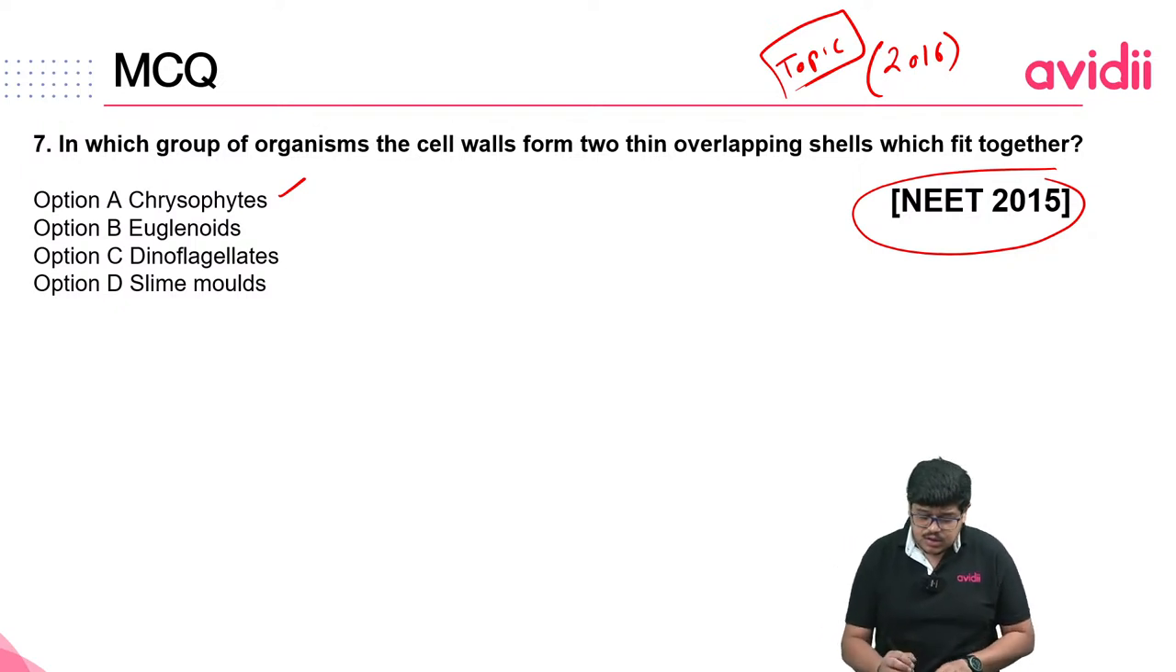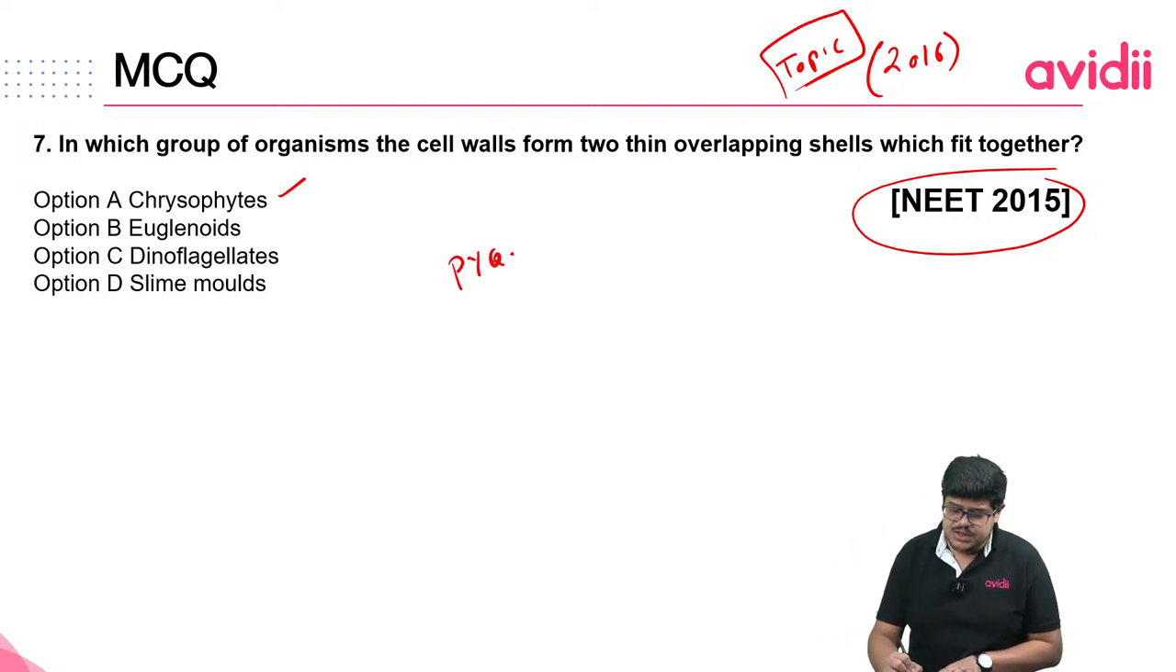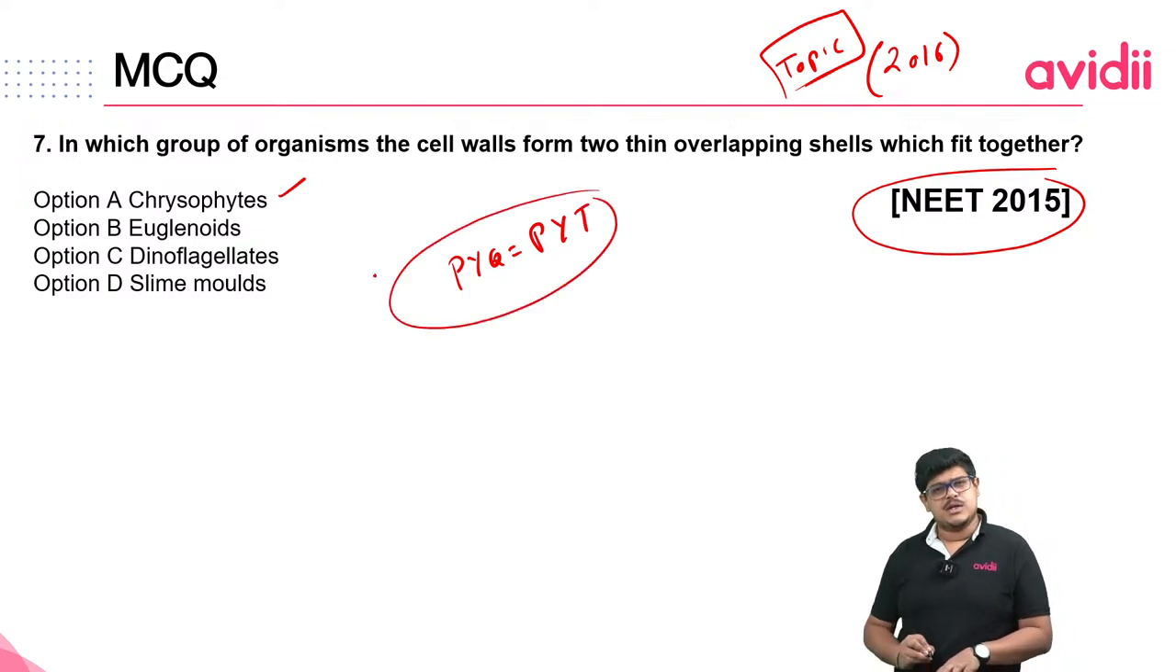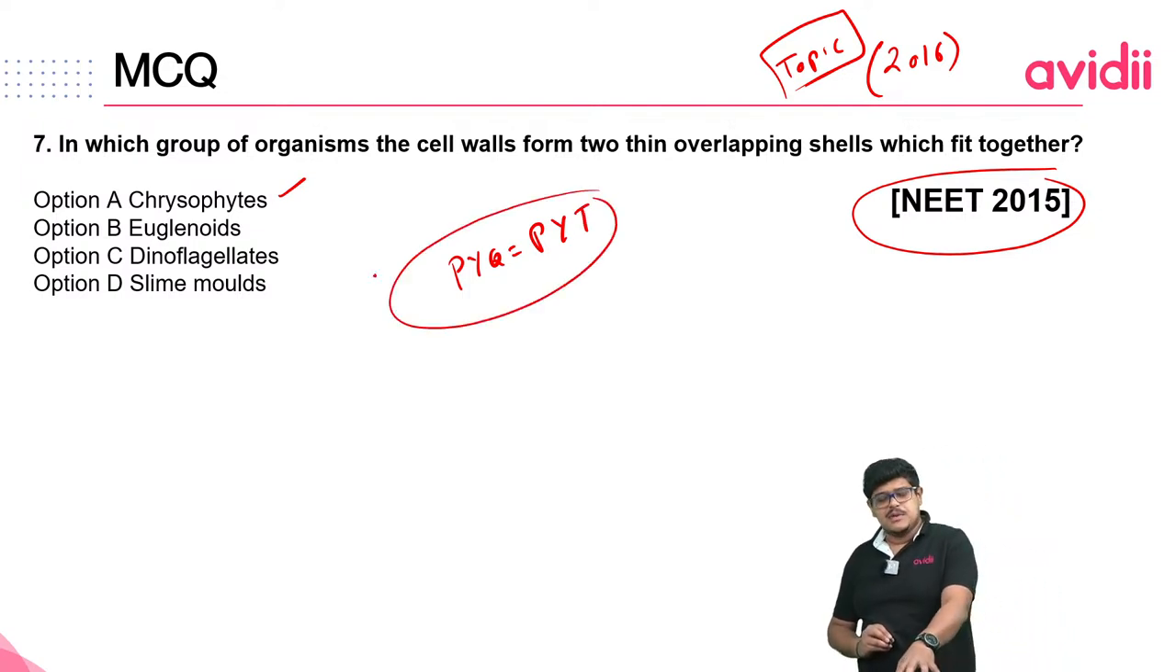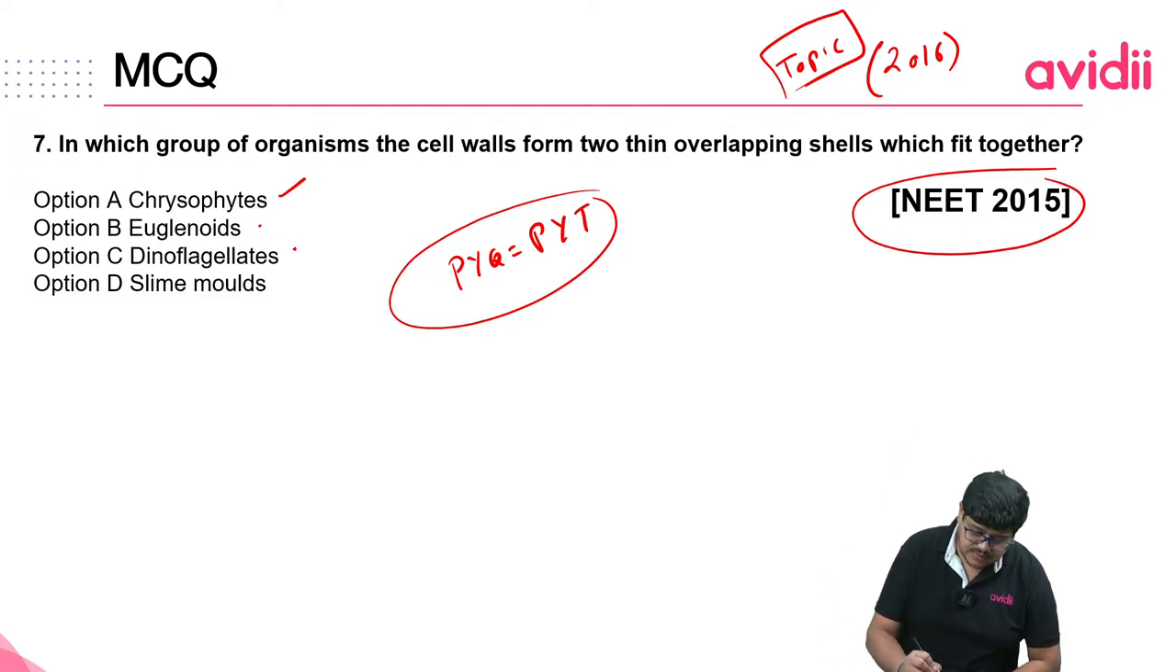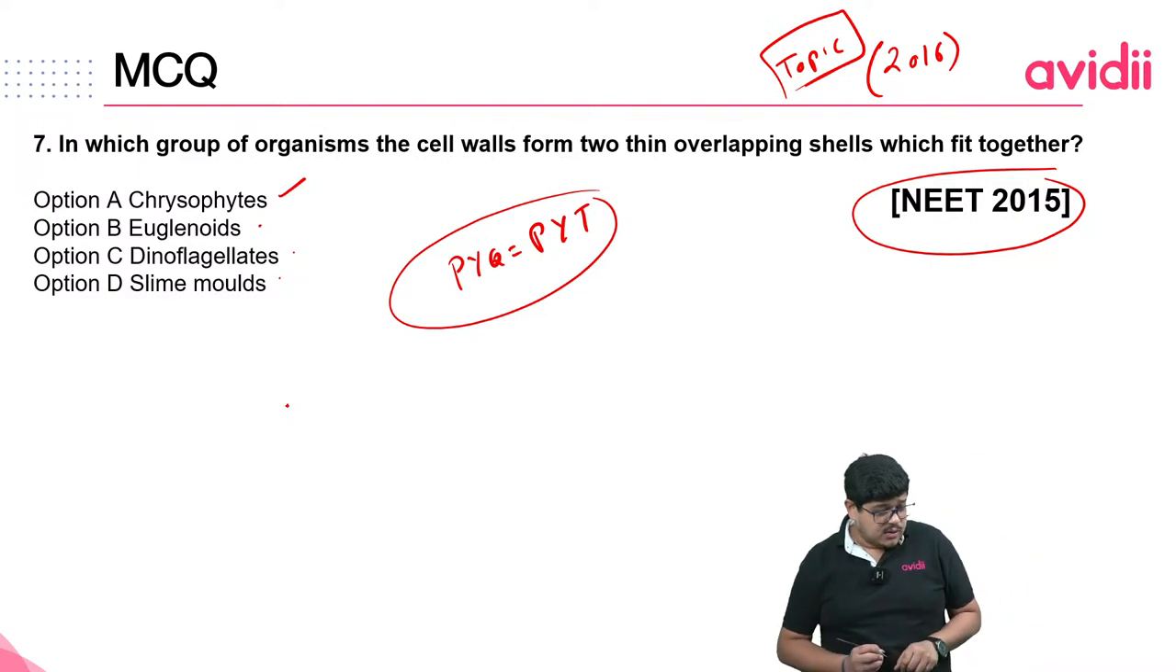So whenever you are doing previous year questions, again I am telling you, do consider opting for the previous year topics also. This will help you to have a vivid idea of what you are learning, and also go through all the options, that will help you. Okay, coming to the question now.